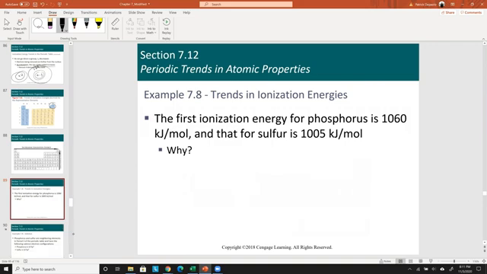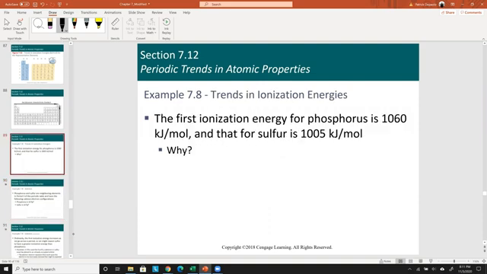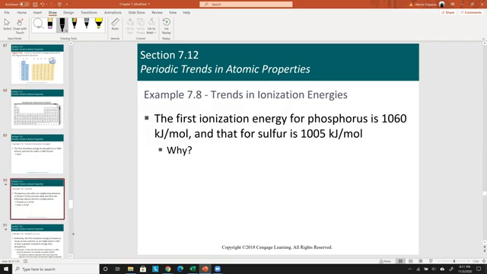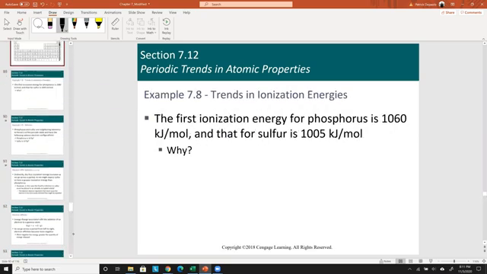Okay. So we notice that there are exceptions too. And because of, okay, so before that, what was I going to say? Oh, we noticed that we're talking about first ionization energy. Did we get the second? Oh, no, we don't. We should talk about it.